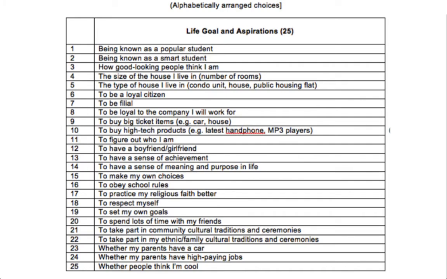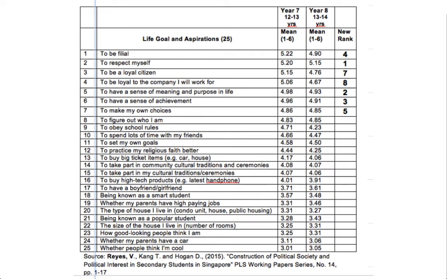Okay, I hope that you've already chosen what your top 5 life goal aspirations are. I mean, what a typical adolescent would choose. With that list, compare it now with what the actual students responded to. So we are looking at 30,000 students, and we undertook a longitudinal panel study. That means that we traced the same set of students as they progressed from one year to another.